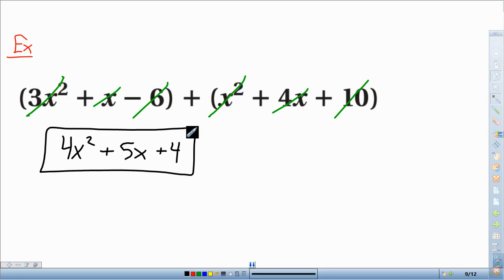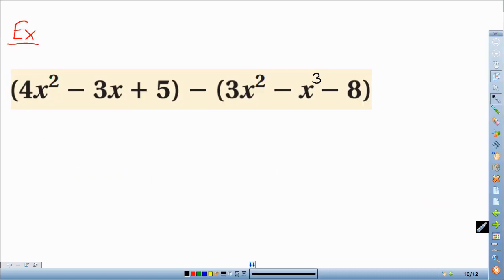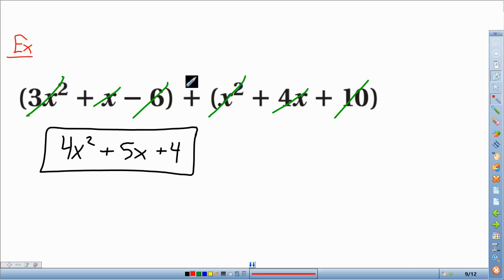Okay, so let's try one more together, and then I'm going to have you guys try one on your own. Let's do one where we're subtracting a couple polynomials. Get this. Okay, so here's the thing. On the last problem, this plus sign was technically being applied to all three of these terms, but a plus sign does not change the value of anything. It was staying an x squared, a 4x, a 10.